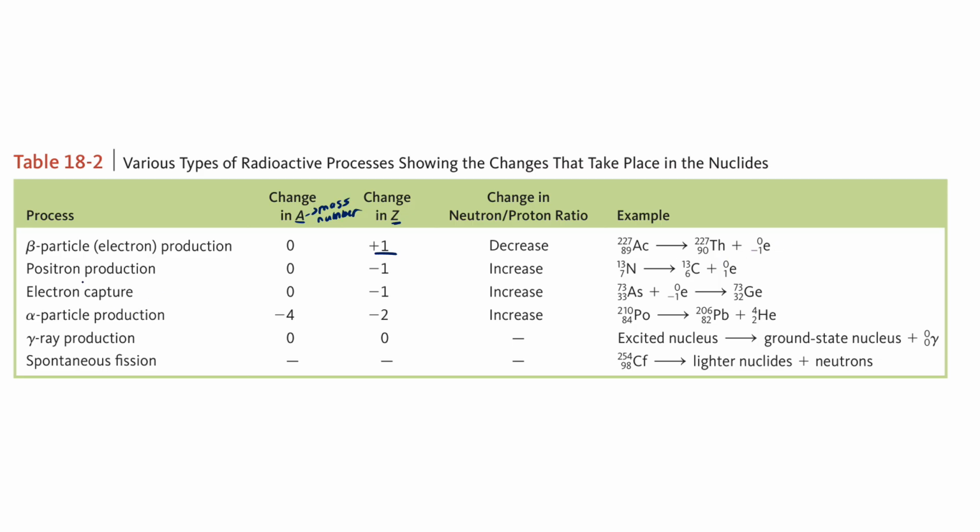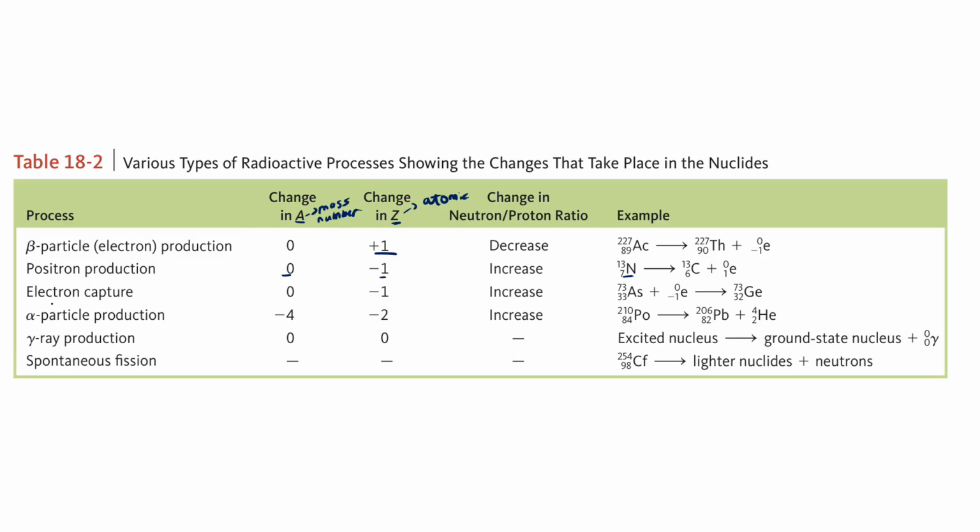Next, we have positron production. Again, it is the antiparticle of the electron. So it also does not involve a change in mass number, but there is definitely a change in the atomic number. So this time it's -1. So you have here nitrogen 13. It becomes carbon 13 through the ejection of a positron.